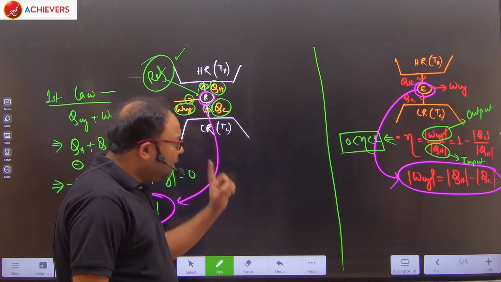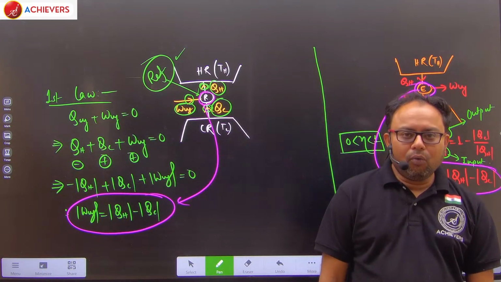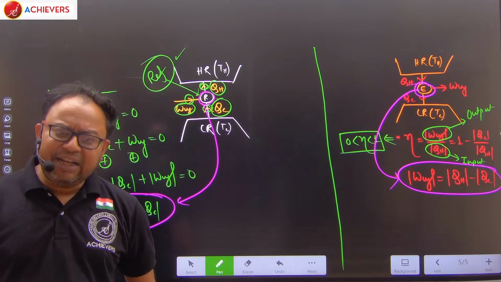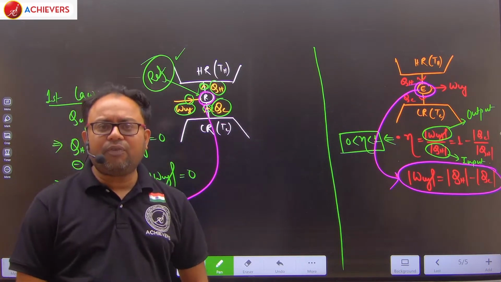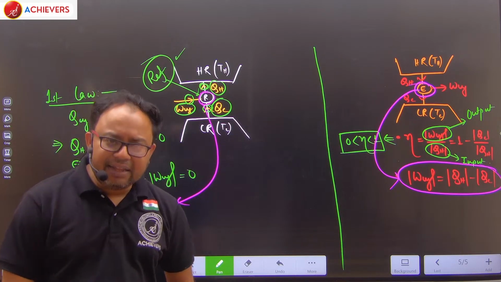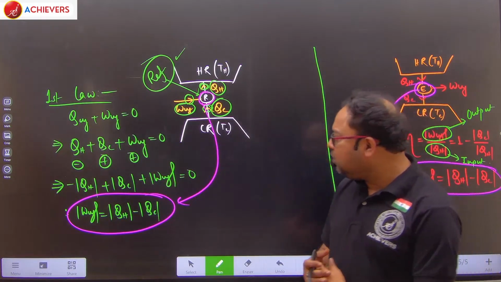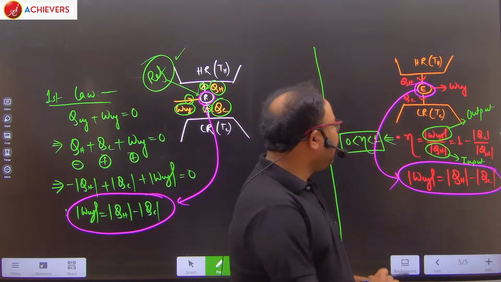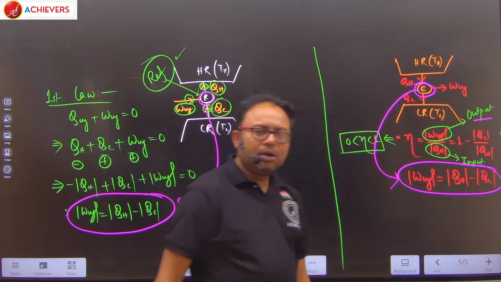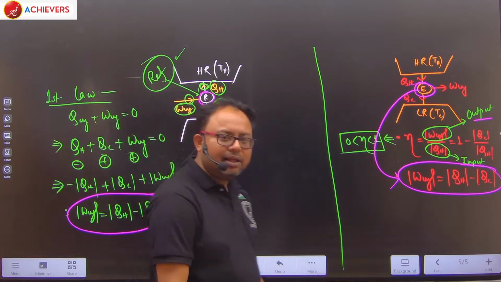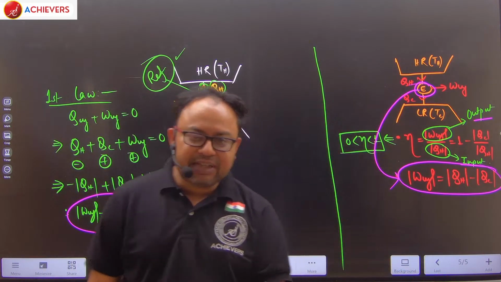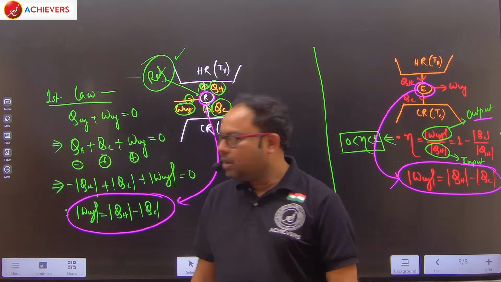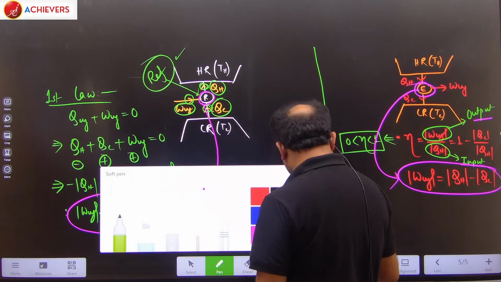Okay. Now one more thing has to be understood. You see, can we define the efficiency of a refrigerator? Efficiency is defined as output divided by input. So is it possible to define the efficiency of a refrigerator? Answer is no. Why?